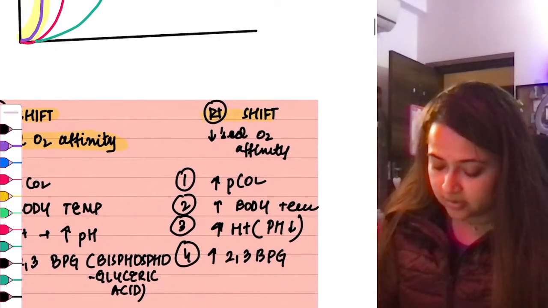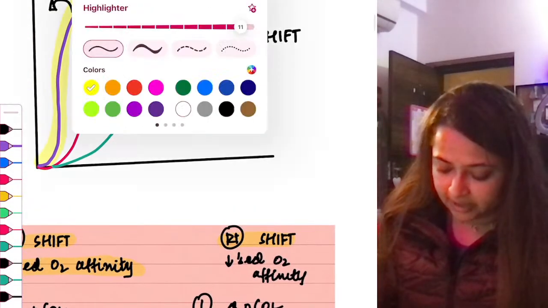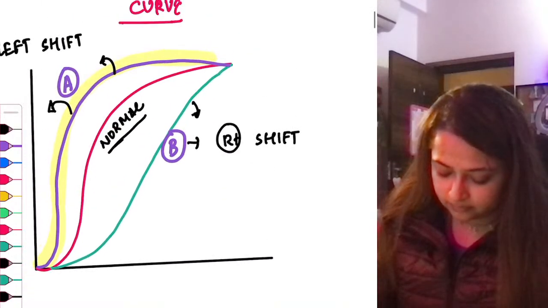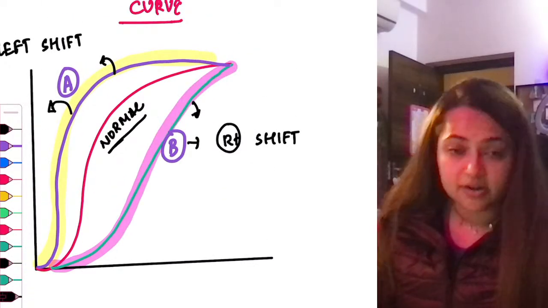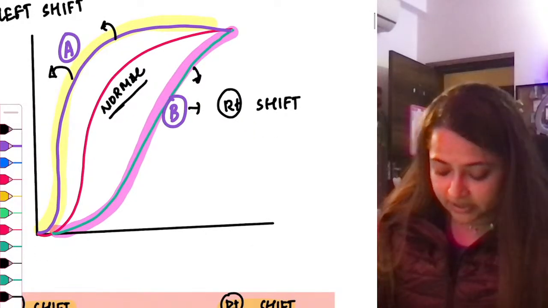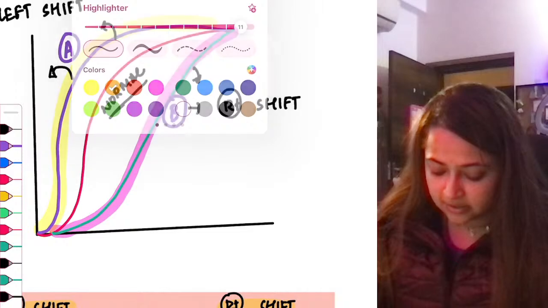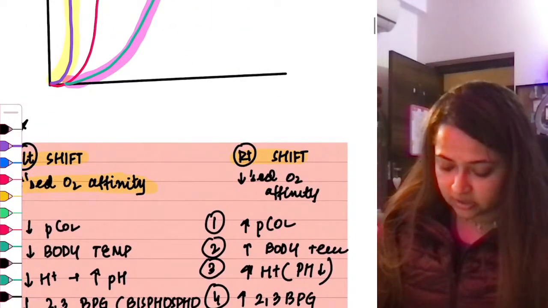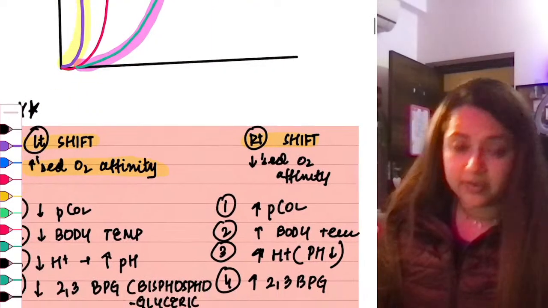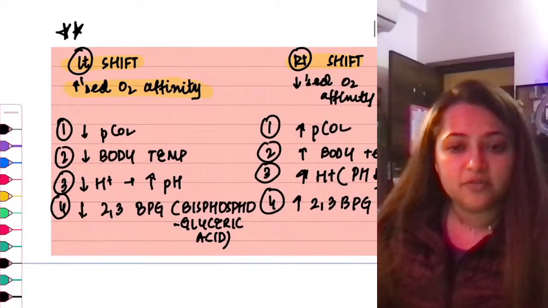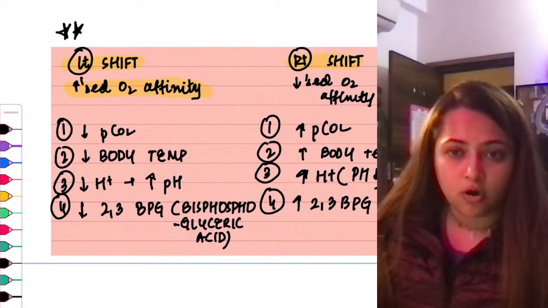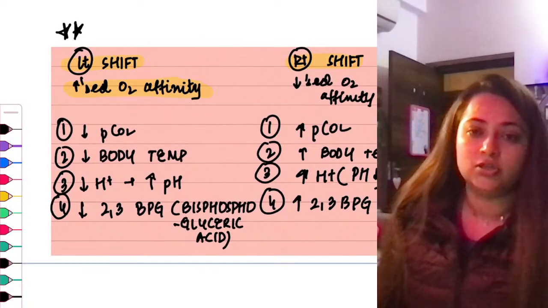Remember, whenever there is a right shift, the one that I'm highlighting with pink and have labeled as B, it indicates that there is decreased affinity for oxygen. So keep this point in mind. Moving on to the main point: what are the conditions in which you see the left shift of the oxygen hemoglobin dissociation curve?